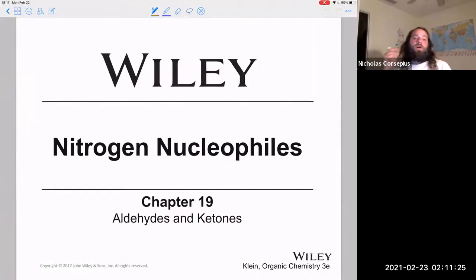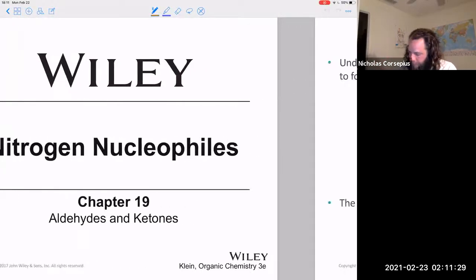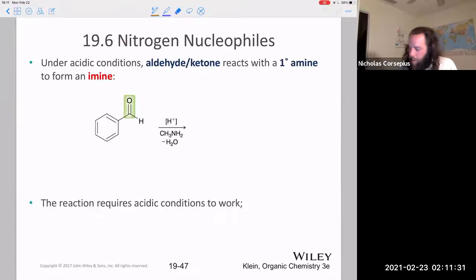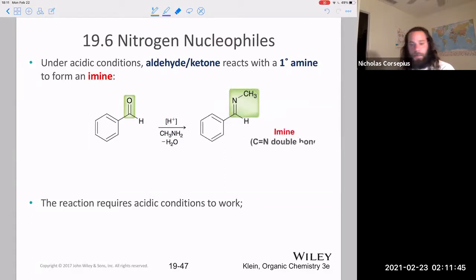Okay, so now we're going to talk about nitrogen nucleophiles reacting with aldehydes and ketones. When you have a primary amine reacting with an aldehyde or ketone, you form something kind of weird, which is called an imine, right? So not an amine with an A, but an imine with an I.